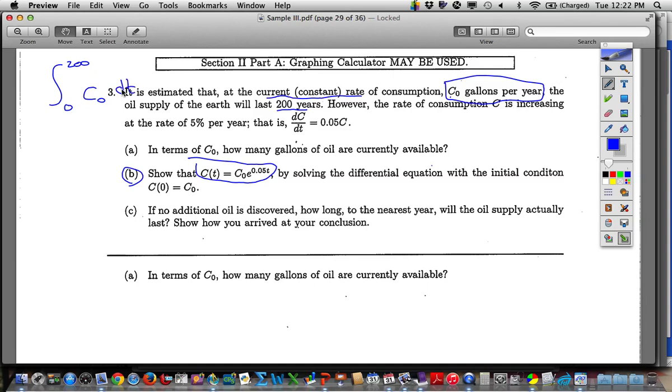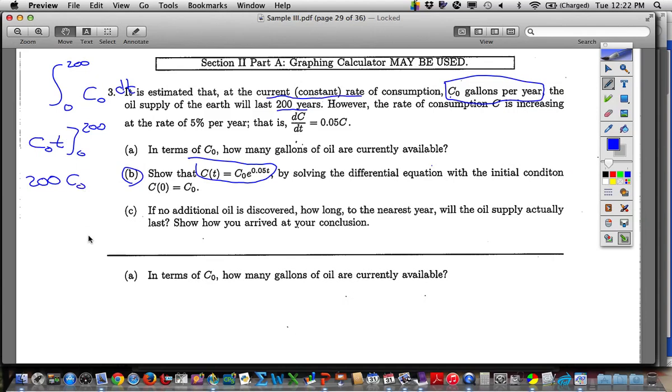Well, what's the antiderivative of C sub 0 with respect to t? No. So this is just a number. This is just a constant. So what's the antiderivative of like 7 with respect to t? 7t, right? So what would be the antiderivative of c sub 0? C sub 0 t at right bracket 0 to 200, right? So then we put in a 200 for t, put in a 0 for t, and what would we get? 200 times c sub 0.